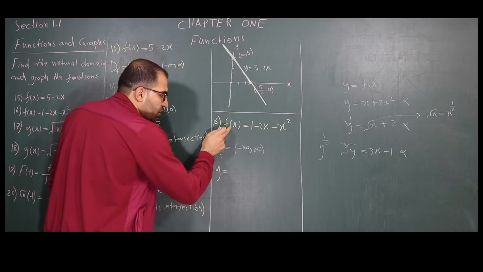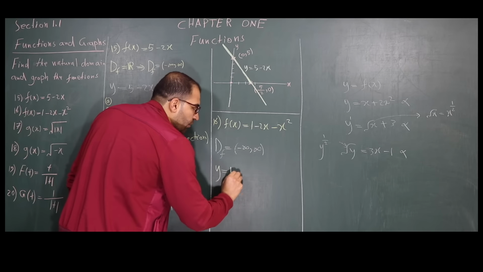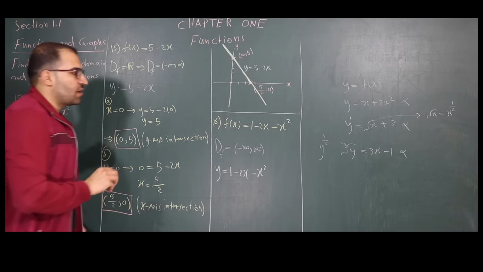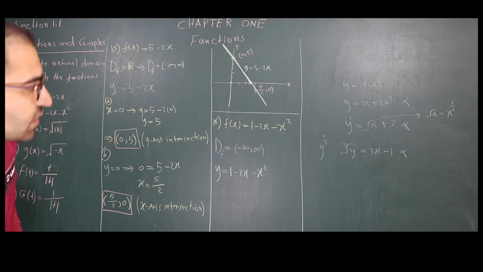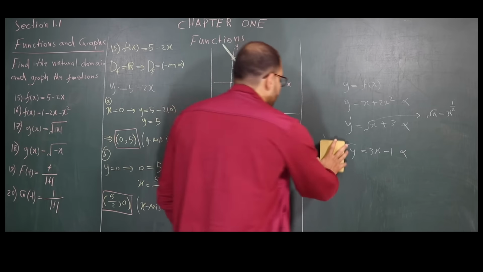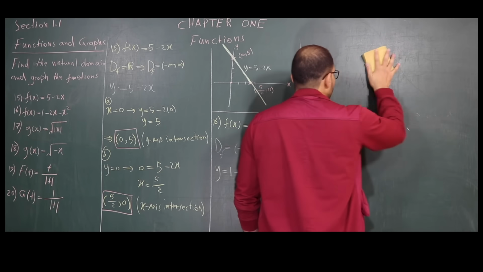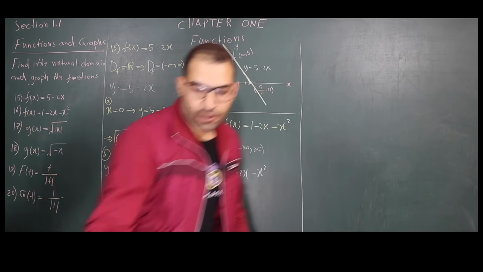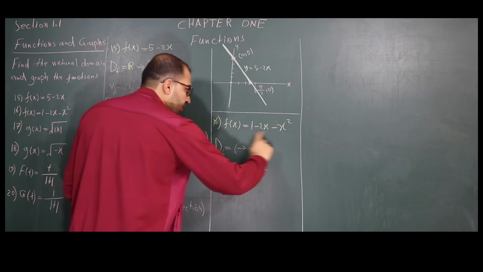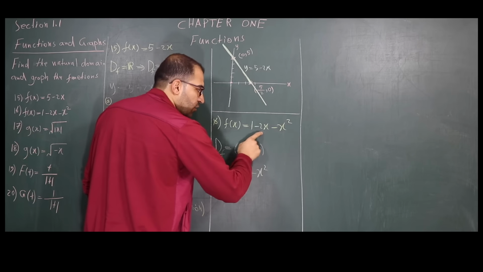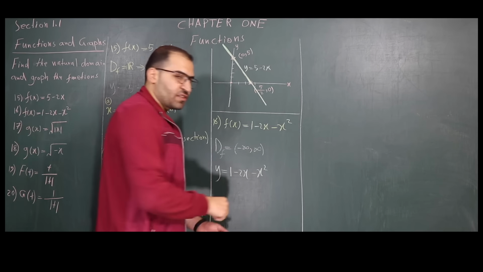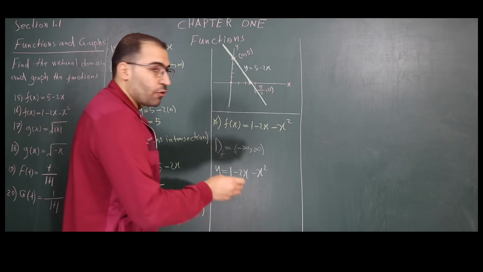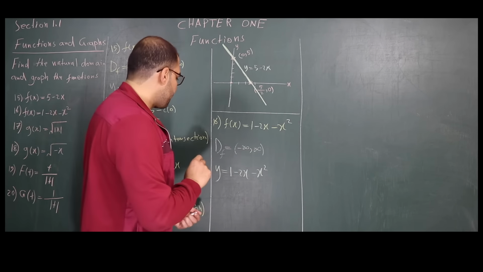So I'm going to change this form to y, just to make it easier for you to recognize that this is the input and this is the output. And then I'm going to make a table. I will choose 5 points because I have a curve here. Since the greatest exponent is not 1, I have x squared, the plot will be a curve.